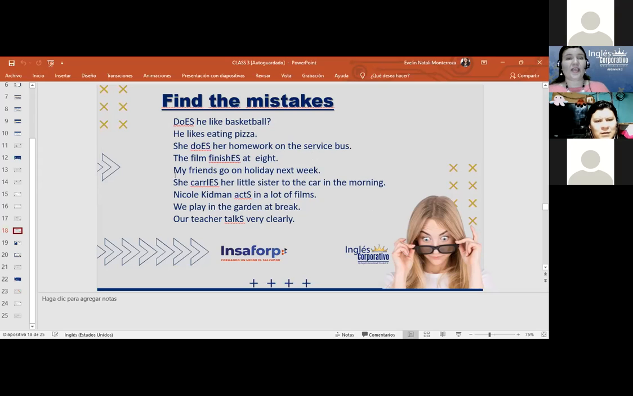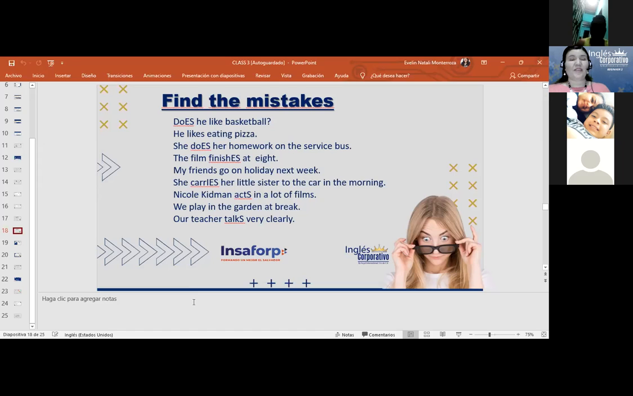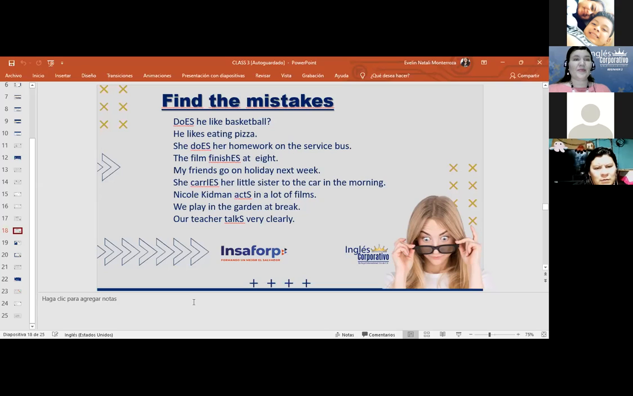The next one, she buys the car in the morning. The next one, Nicole Kidman. Acts in a lot of films. The next one. We play in the garden at break. Very good. The next one. Our teacher talks very clearly. Very good job. Fantastic, my dear students. Very good. Okay, let's continue here.